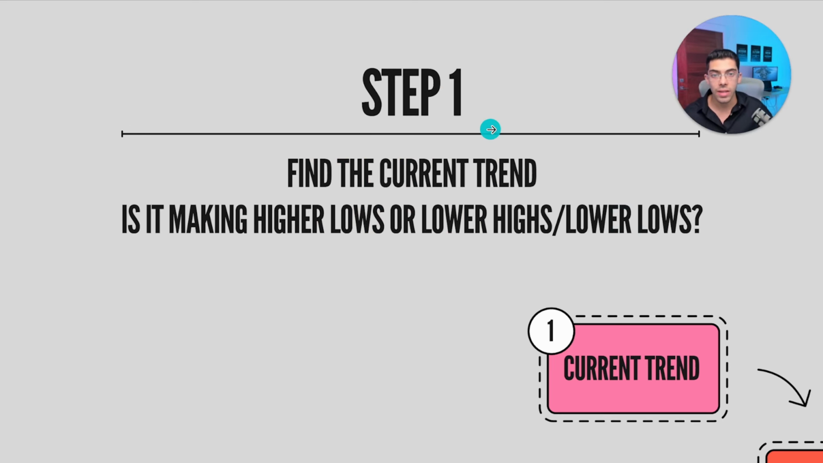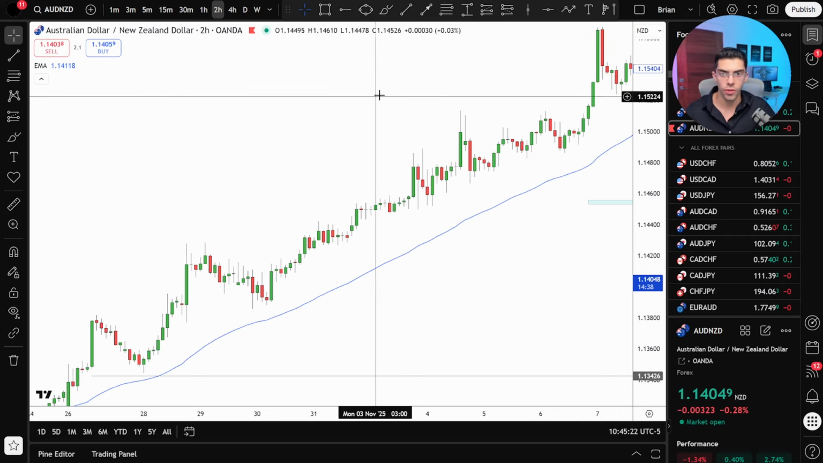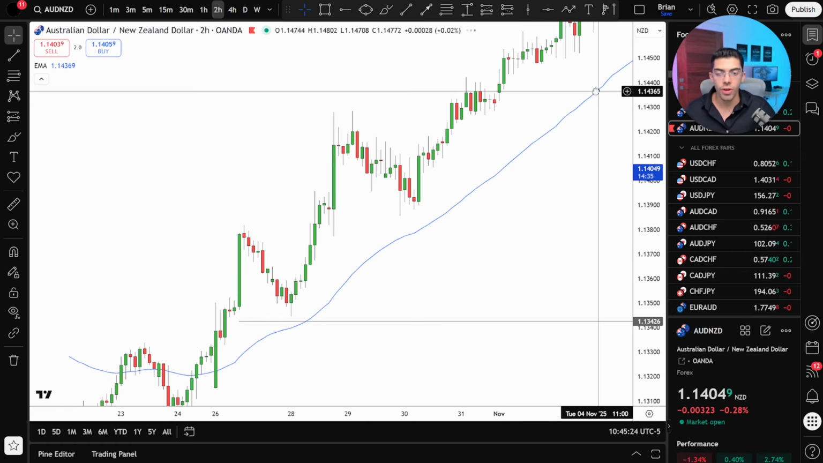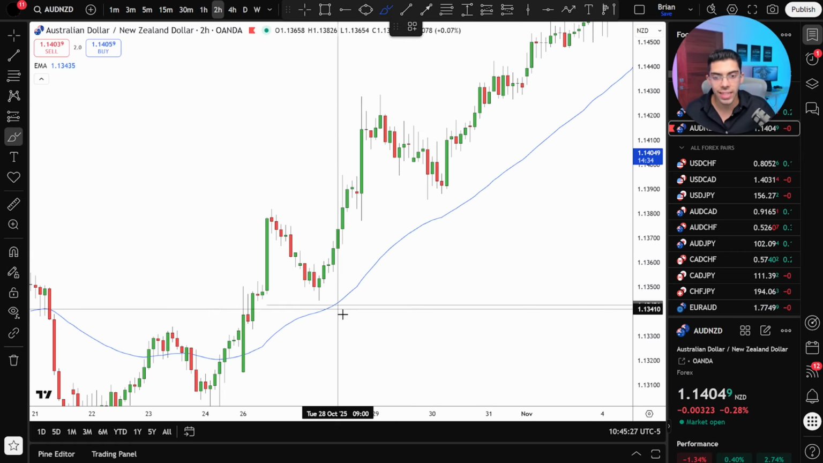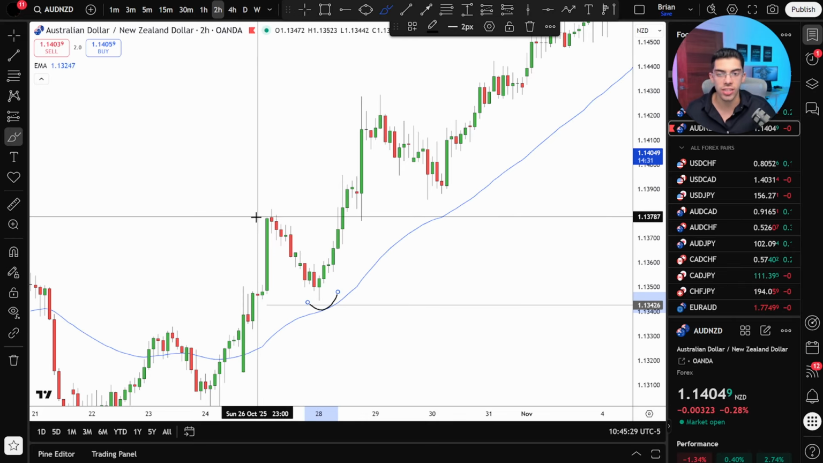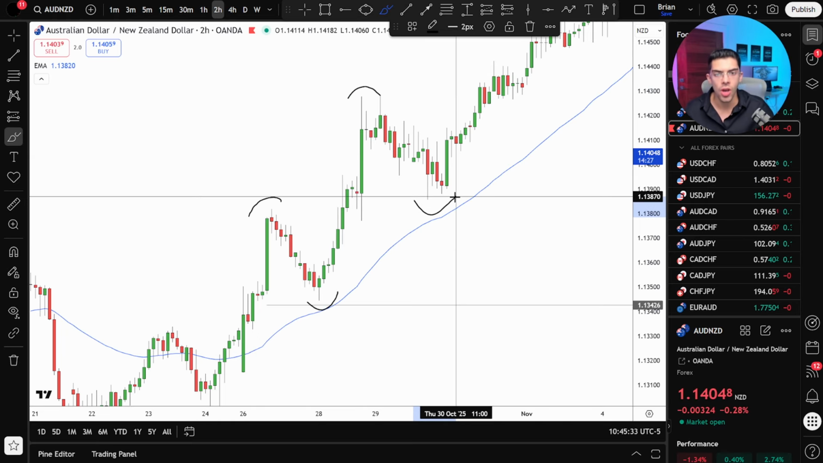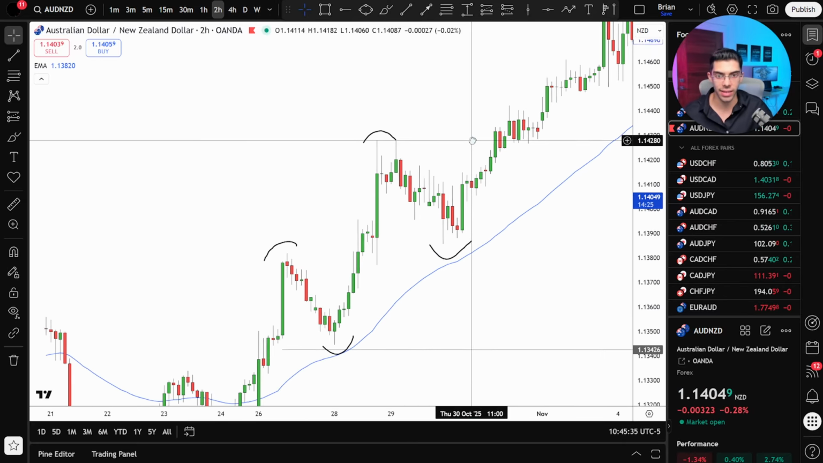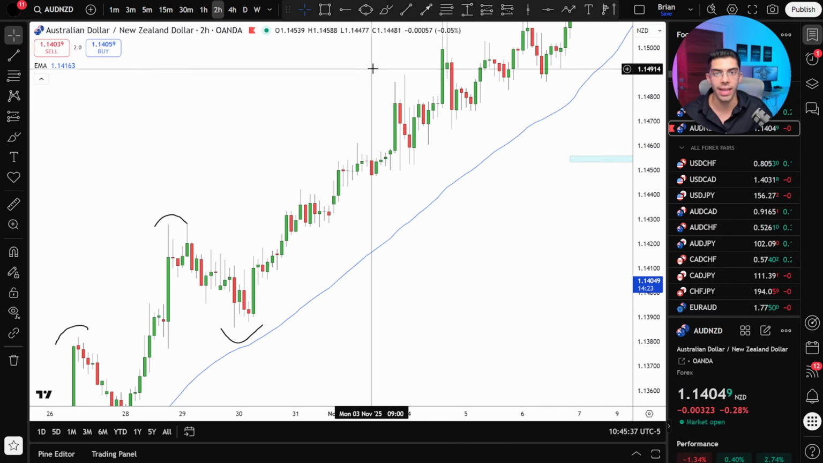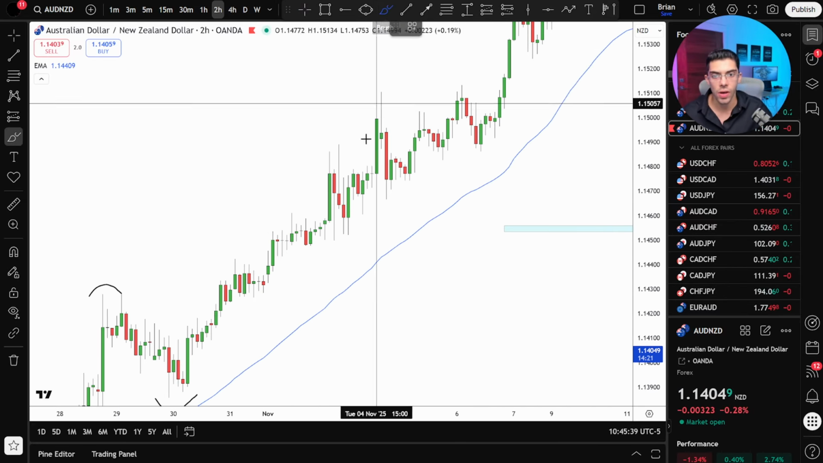Step 1, you want to find the current trend of the market. Are we making higher lows and higher highs, or lower lows and lower highs? So for step 1, what you can do is you're going to find your market that has a clear trend. We don't want to trade consolidating markets that are just ranging up and down and don't have a clear trend. We want to find the ones that look like this. And we're going to start to mark the highs and the lows of the market.